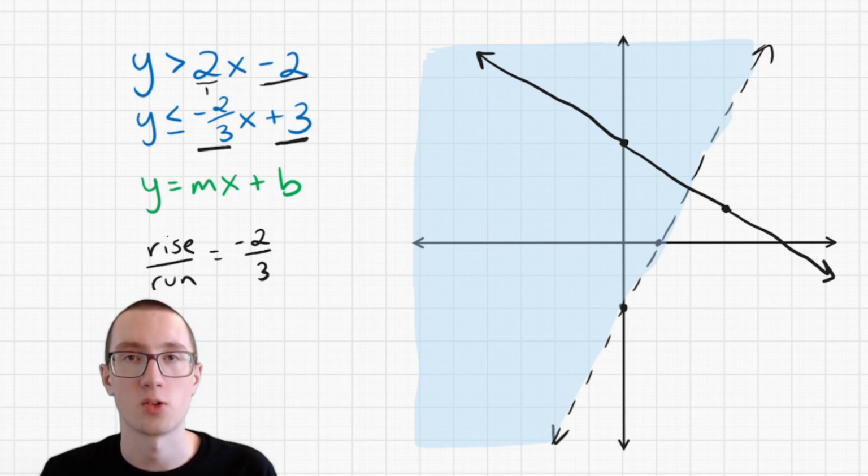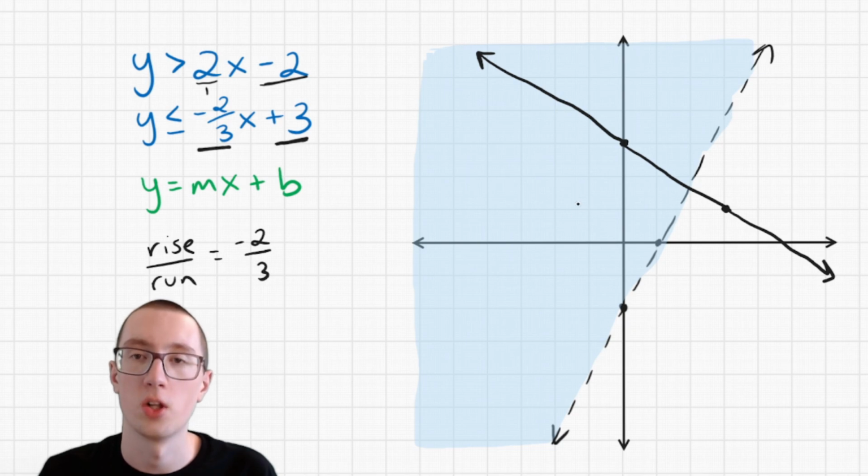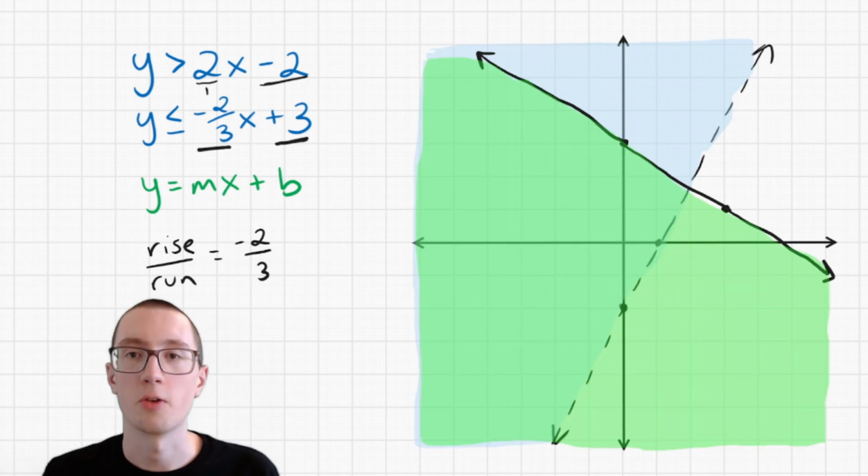But remember, this is an inequality, so we need to figure out which side of the line we need to shade. Well, in this case, it's less than, so everything below the line we're going to shade. So let's go ahead and do that in green. So there we go. We've graphed our 2 inequalities.